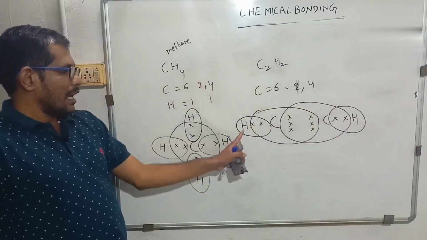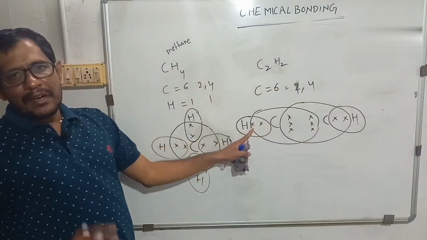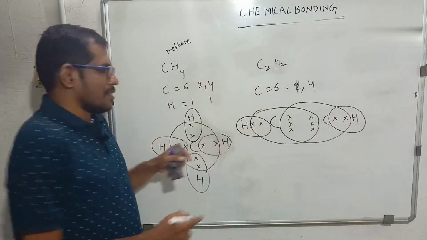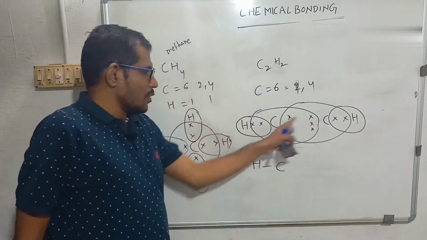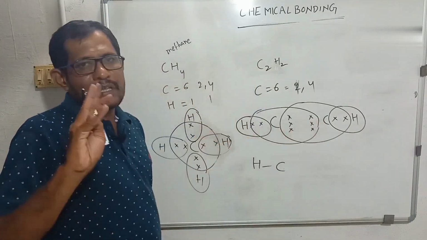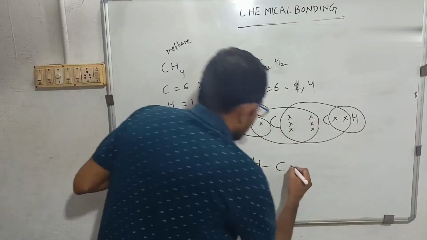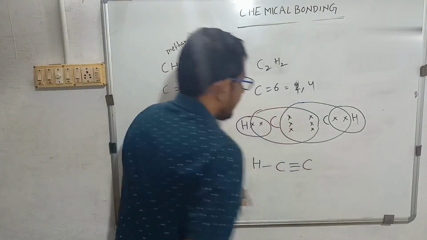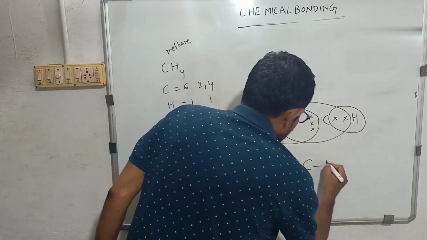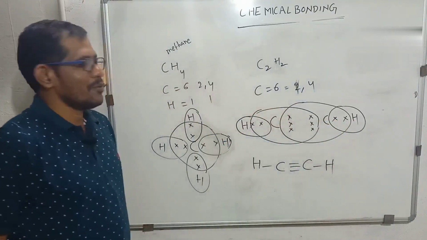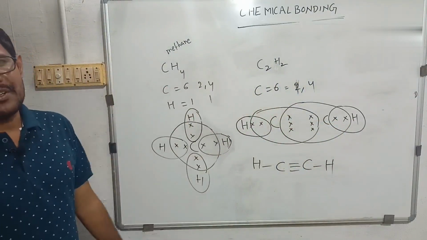Now see, between the carbon and hydrogen, only one pair of electrons is sharing. So we can write H-C. Between the two carbons, there are 3 pairs of electrons sharing, so we can write C triple bond C. Between carbon and hydrogen, only one pair of electrons is sharing. So we can write CH triple bond CH for the acetylene molecule.